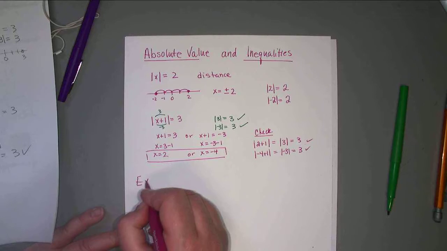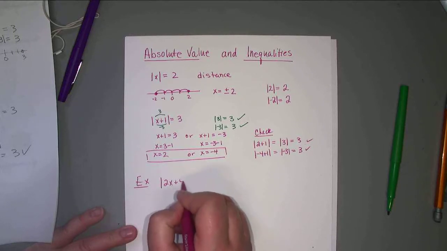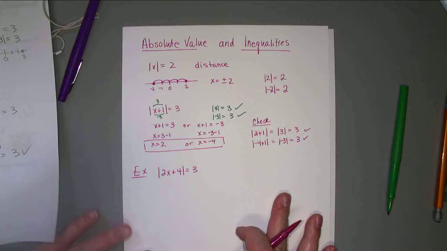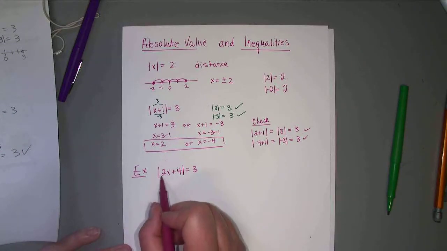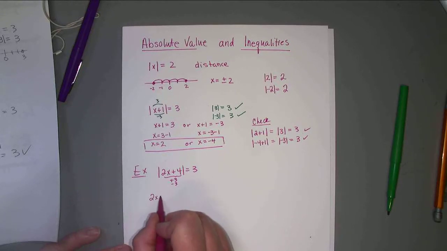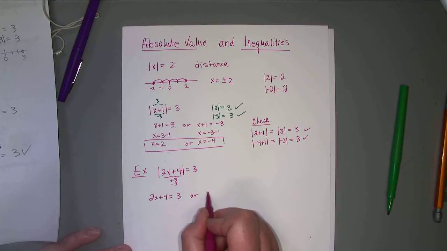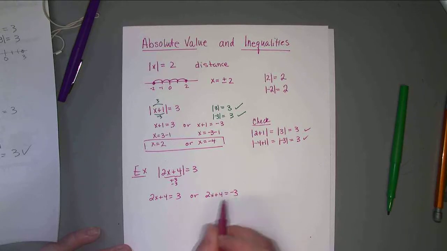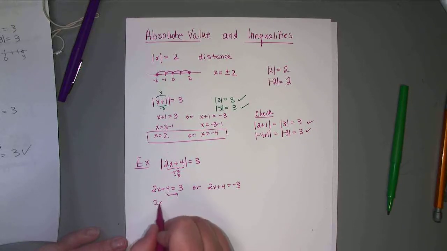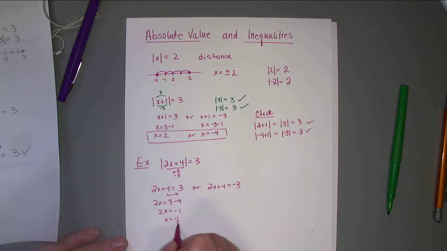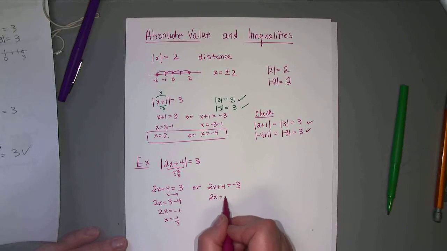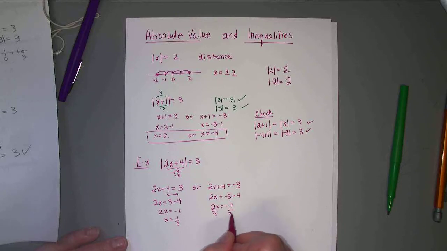Alright, so let's see a few examples of this. I'm just sticking with the 3 for now. So this is saying that the inside of this bracket can either be plus 3 or minus 3. So that's our two cases. So 2x plus 4 equals 3, or 2x plus 4 equals negative 3. And rearrange these. So 2x equals 3 minus 4. Or 2x equals minus 7, x equals negative 7 over 2.